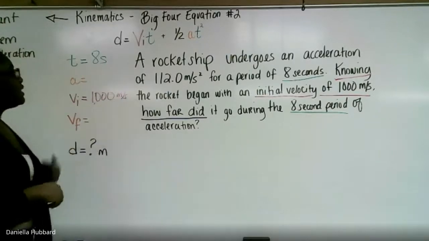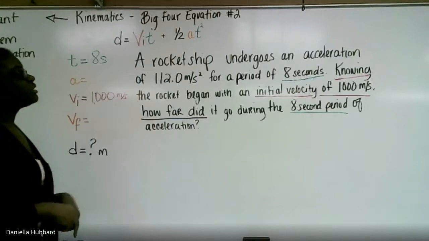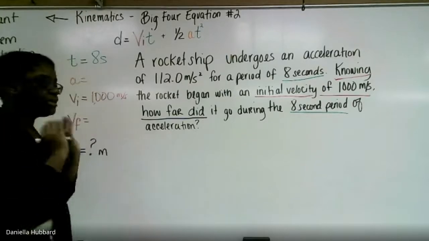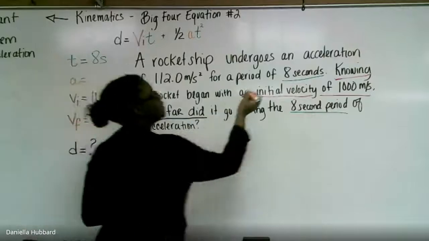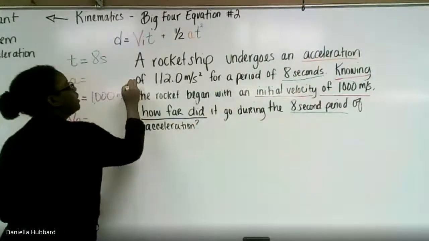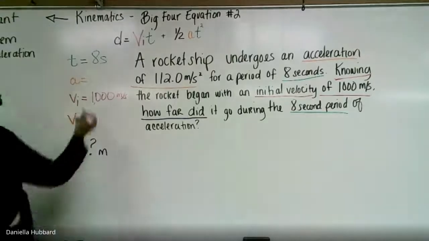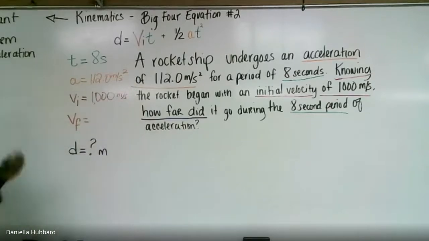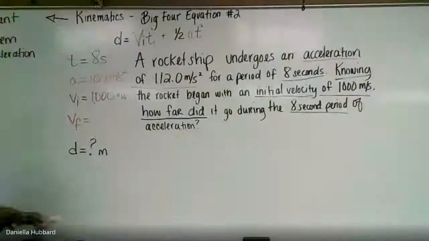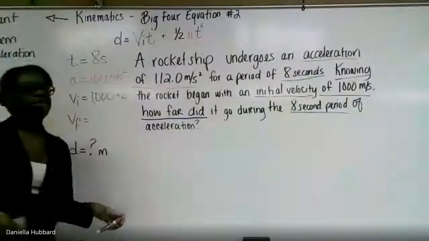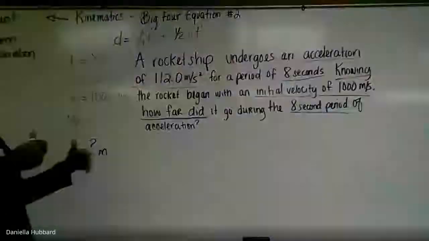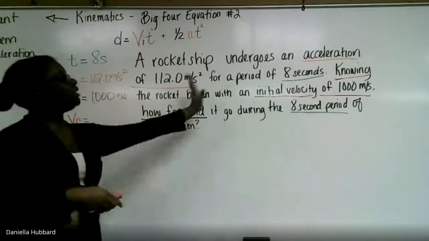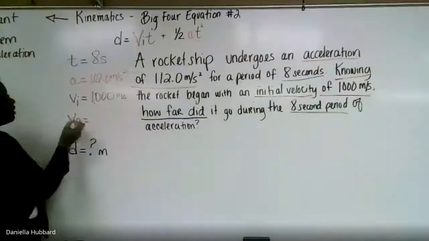Then we look at the first sentence. A rocket ship undergoes an acceleration of 112. It's telling you exactly what this number represents. Acceleration of 112. So once again, the same strategy. Nowhere in this problem does it mention final velocity, nor does it imply or read between the lines anything regarding final velocity. So I'm going to cross it out.